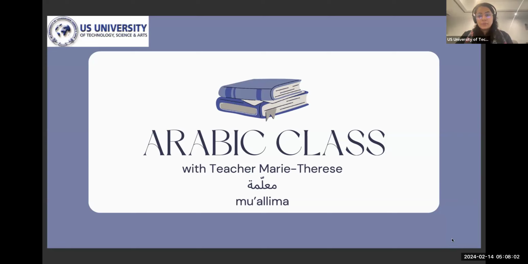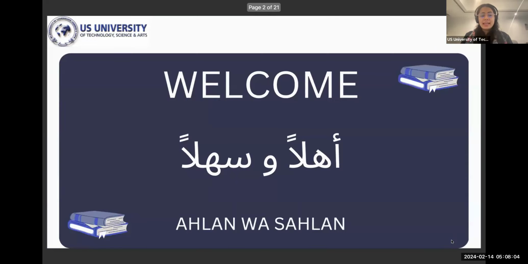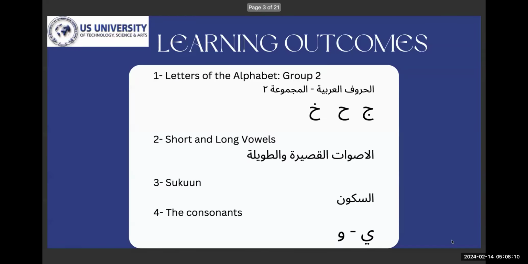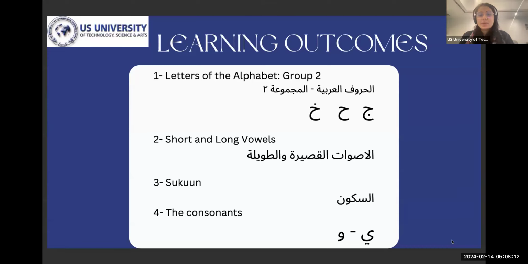Okay. So today, أهلا وسهلا. So what is أهلا وسهلا in Arabic? Welcome. أهلا وسهلا. Today, ladies, we are going to do a second group of letters, a second group of consonants. We're gonna do the short and long vowels. Last time we did the short vowels. Today we're gonna do both. And I'm gonna add also one more thing to this lesson.